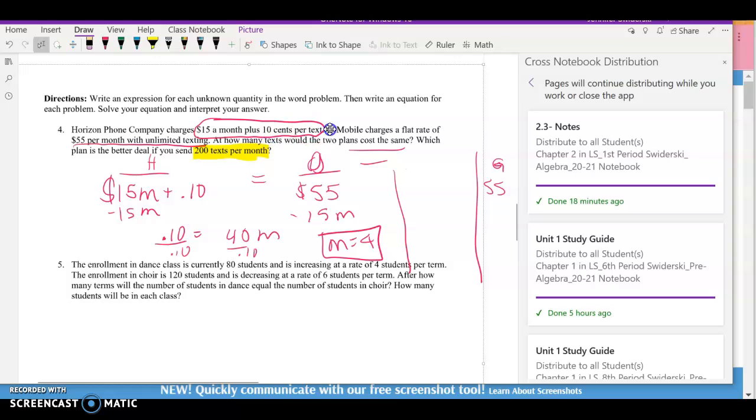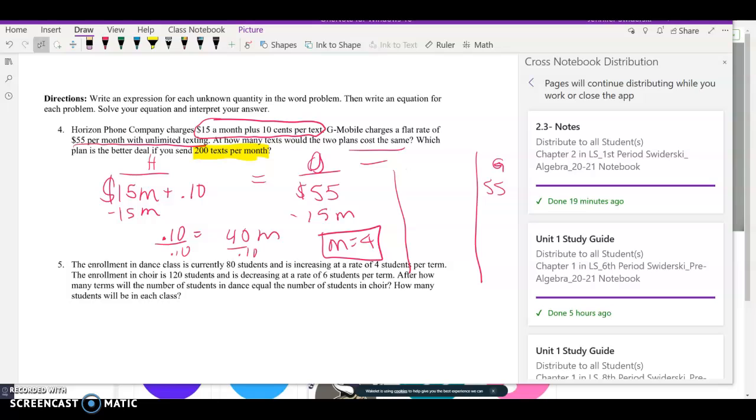So $15 a month plus 10 cents per text. Well, $15 per month, so it'd be 15 plus 10 cents, don't forget the decimal there, times 200. So that'd be 15 plus, when you multiply 0.10 or 10 cents times 200, you get 20. So you would spend $35 with this plan or $55 with G-Mobile. So Horizon is the better text deal if you send 200 texts a month.